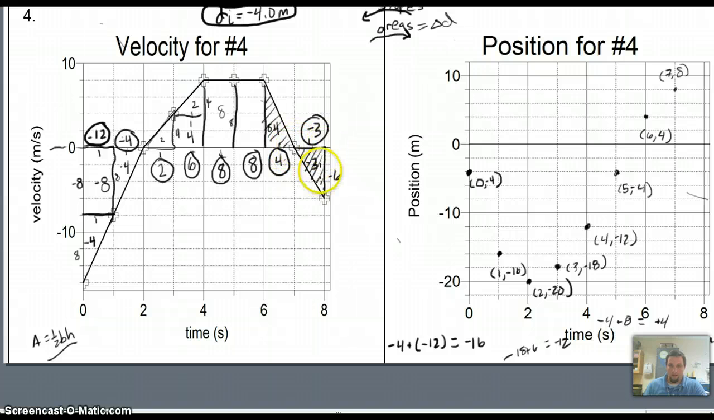From 7 to 8, I move down 3 meters, or I should say I displace a negative 3 meters. So I'm actually going to be in between here. So 8 minus 3 would give me a position of 5. So 2, 4, and then 5 will be right in the middle here. At 8 seconds, I'll be at a position of 5.